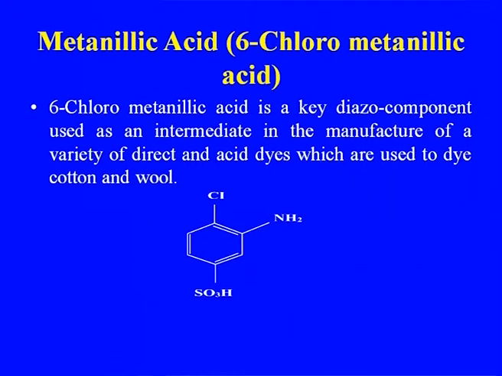Methylic acid, 6-chloromethylic acid, is a key diazo component used as intermediate in the manufacture of a variety of direct and acid dyes which are used to dye cotton and wool. And one is called the methylic yellow.